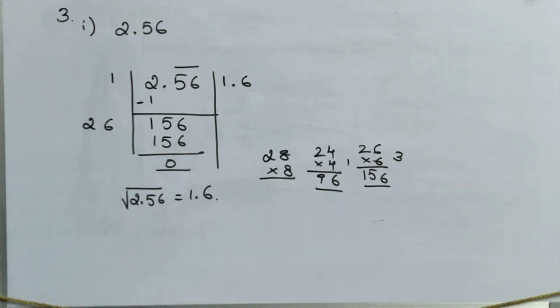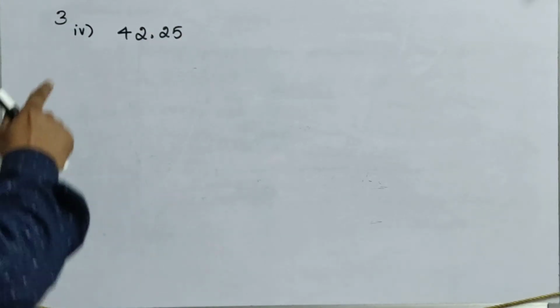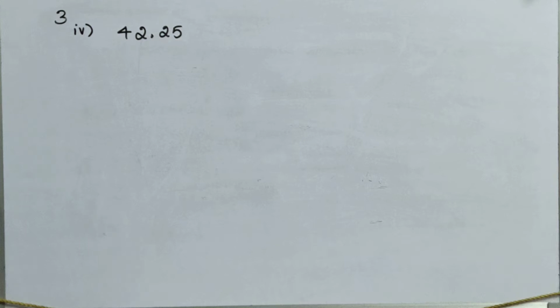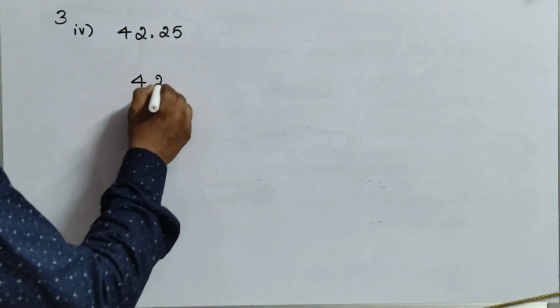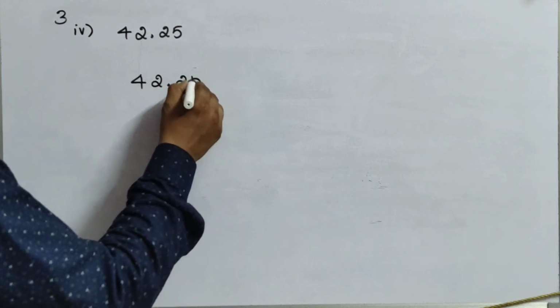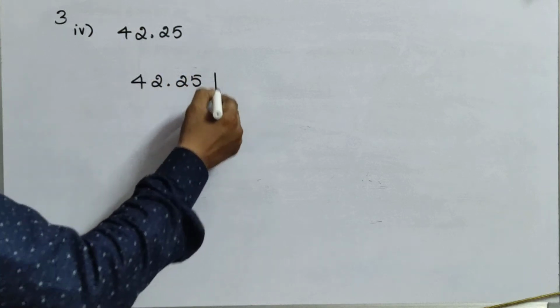Okay, now this one you can write down in your CW, because I explained, no? Okay, children. In that only, the fourth question I am discussing with you. See here, 42.25. Now how to find the square root of this? Okay, listen here.